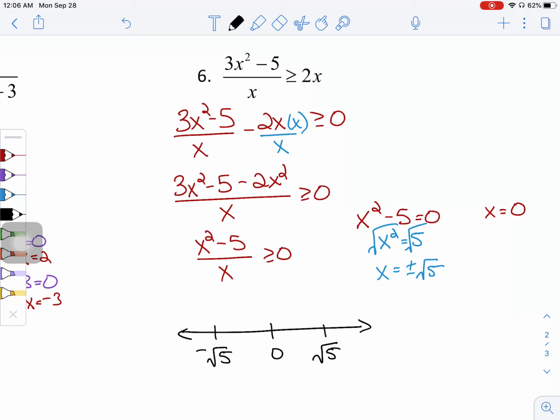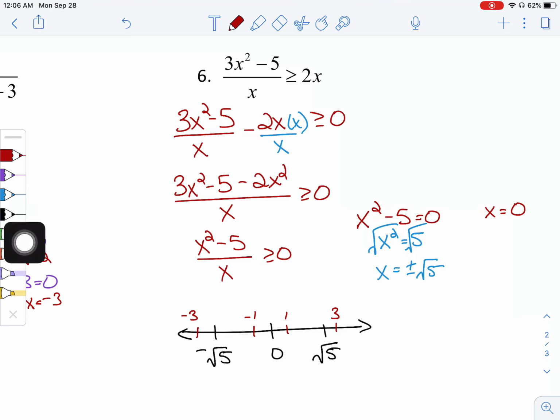If you are uncertain what the square root of 5 is, use your calculator. It's 2 point something. You don't have to be too terribly specific with it, but knowing that it's 2 point something means that you could use a test value of -3 here. You could use -1, you can use 1, and then you can test 3.